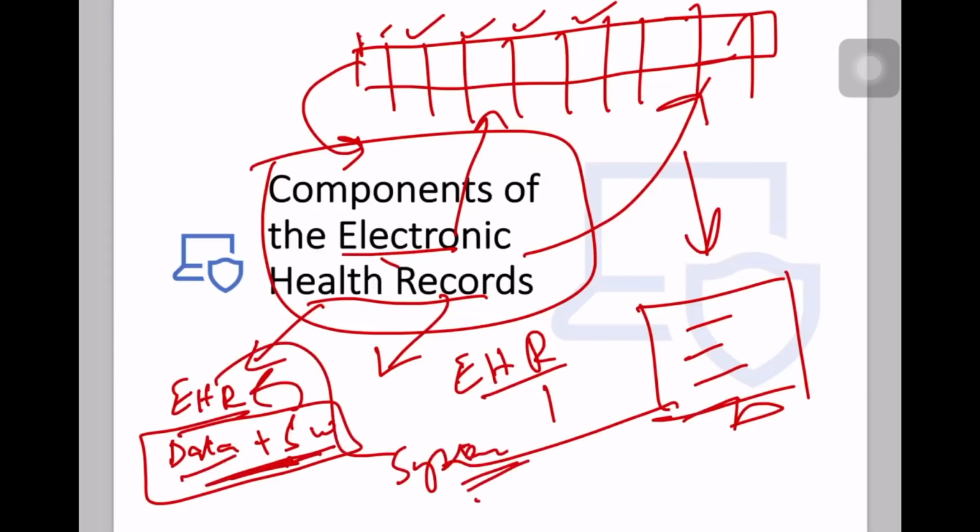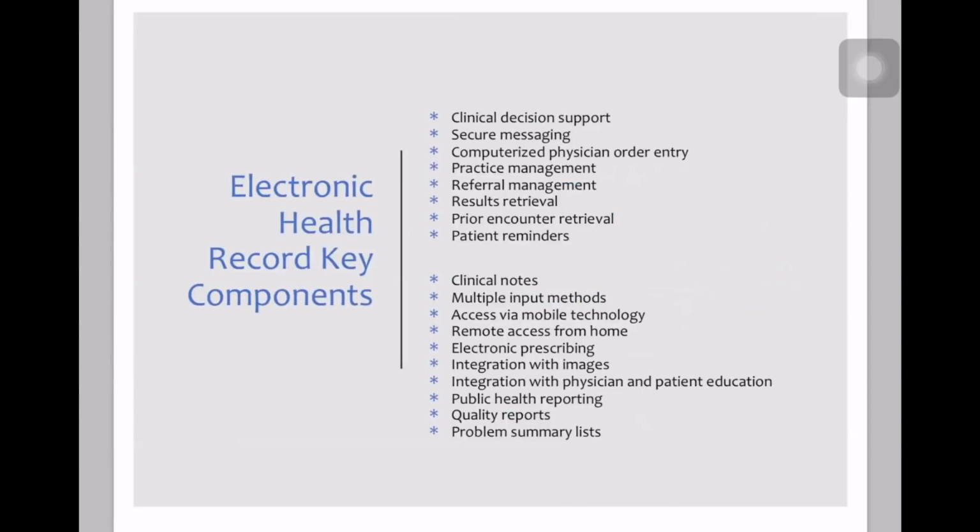That's why we have different components of the EHR. Let's see what those components are. So the first component, we will go through these components in detail from this class, the next class, and upcoming lectures. The first is the clinical decision support system, which helps to take a decision based on the data.